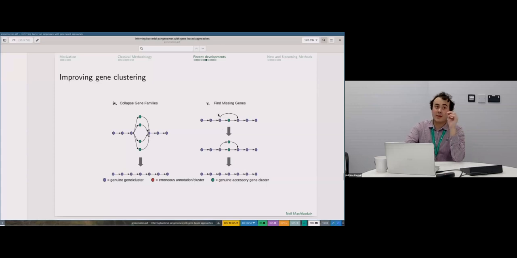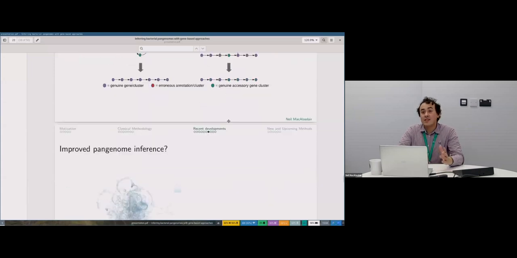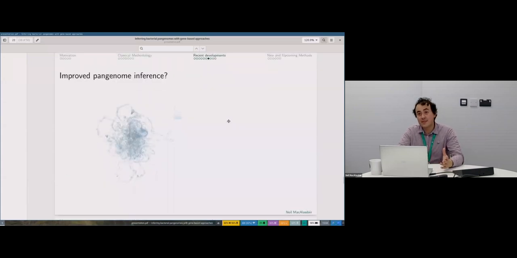And because we can go back to the original assembly file and pull out this intergenic DNA, we can then look for that DNA in this cluster. We can look for this cluster in that DNA and say, can we find it and correct something that the annotator has missed? So all of that should hopefully improve the pangenome inference.